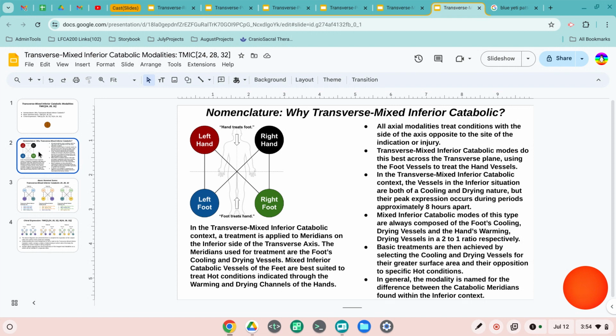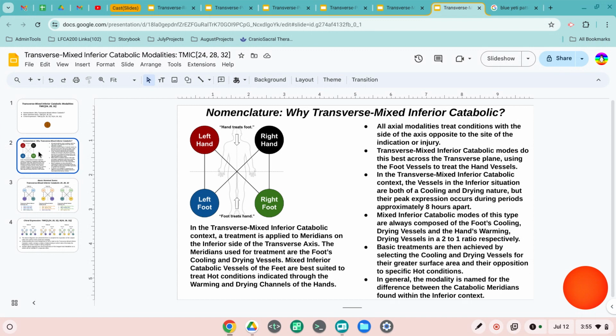The bullet points on the right provide the same information previously given from a slightly altered but entirely equivalent perspective. They are as follows. All axial modalities treat conditions with the side of the axis opposite the side of the indication or injury. Transverse mixed inferior catabolic modes do this best across the transverse plane, using the foot's vessels to treat the hand's vessels.